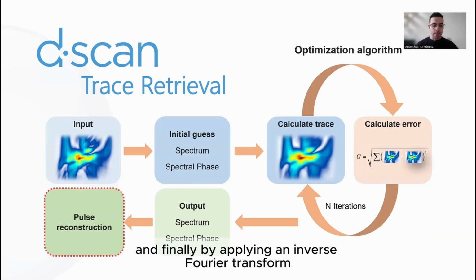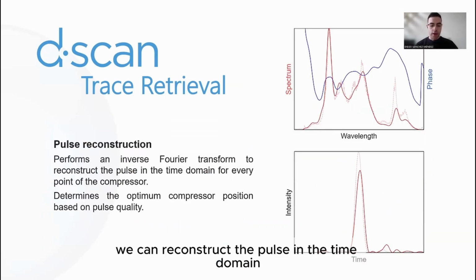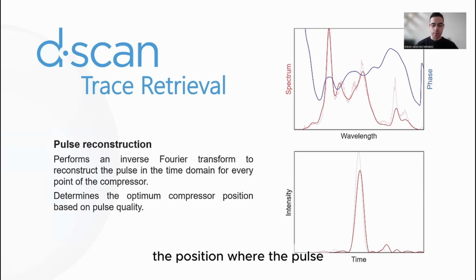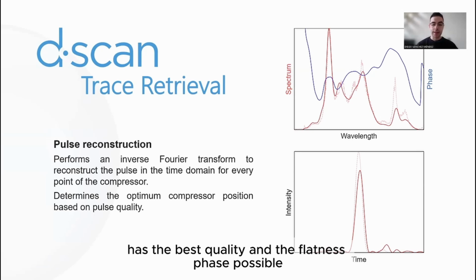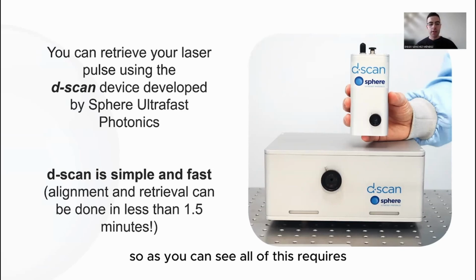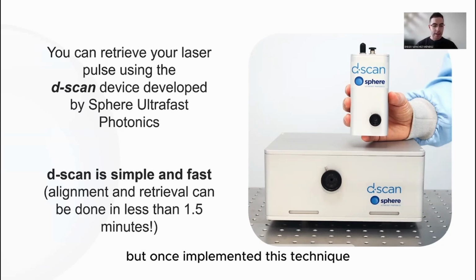And finally, by applying an inverse Fourier transform to the output field, we can reconstruct the pulse in the time domain for every point of the compressor. This retrieval determines the optimum compressor position, namely the position where the pulse has the best quality and the flattest phase possible. As you can see, all of this requires a lot of time and a high level of complexity, but once implemented, this technique can be very simple and fast.